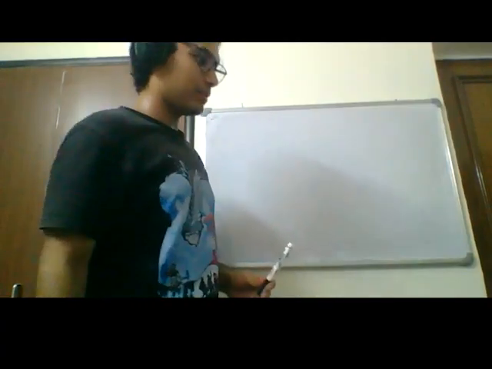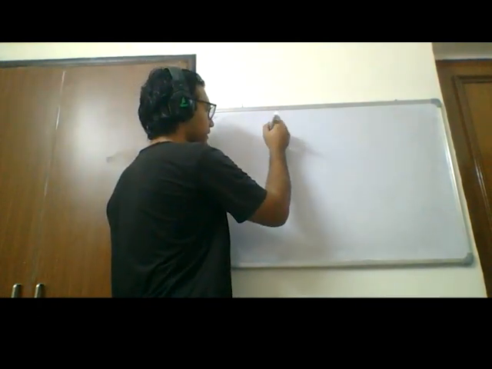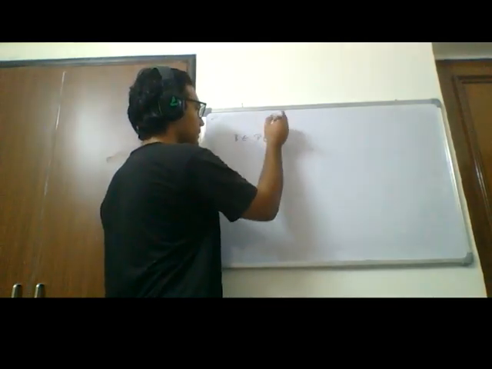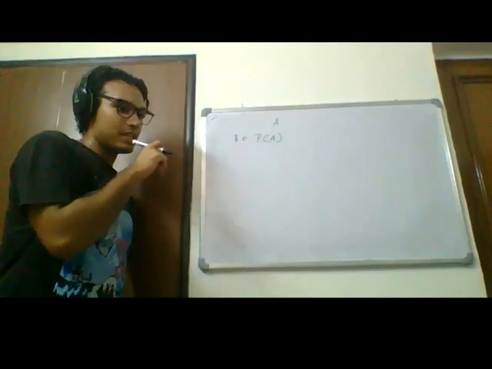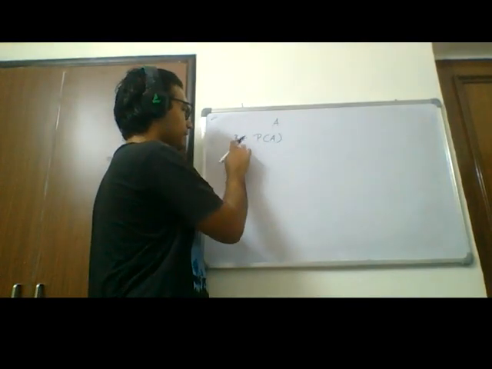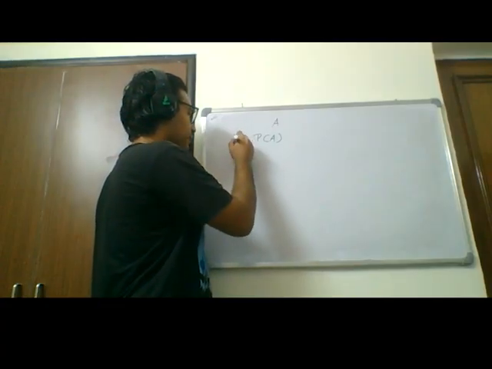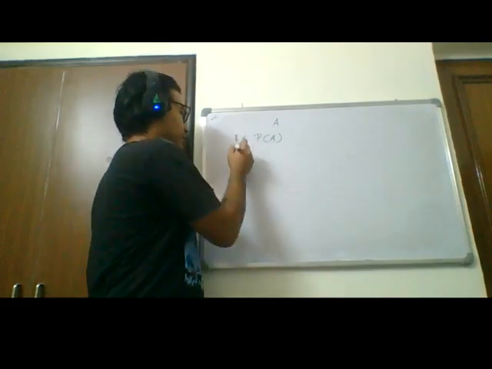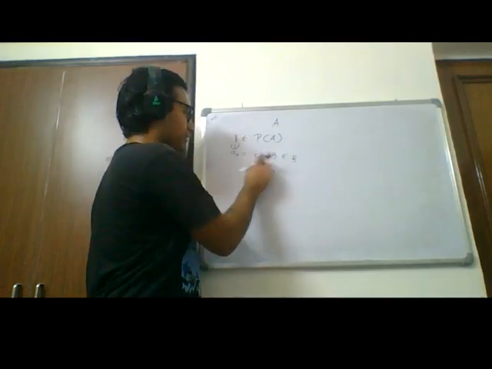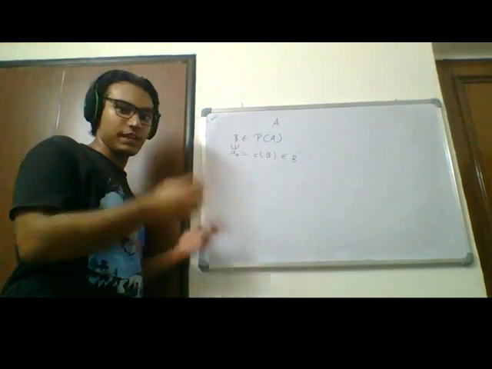Now, A is a well-ordered set. Take any subset B of A. Given that A is well-ordered, this set will have a least member, and that least member a naught will belong to B. So we simply choose this to be C of B. Since C of B belongs to B by definition, we're done. It's a choice function.